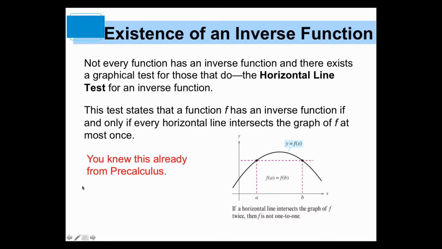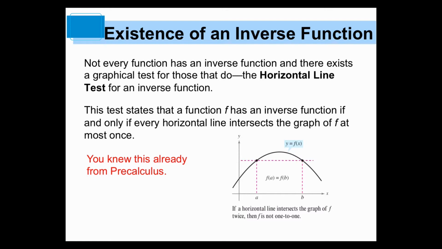Horizontal line test. We have the vertical line test already. What's the vertical line test do? It tells you if it's a function. The horizontal line test will tell you whether or not the inverse of a function is also a function. In simplistic terms, does the function have an inverse?